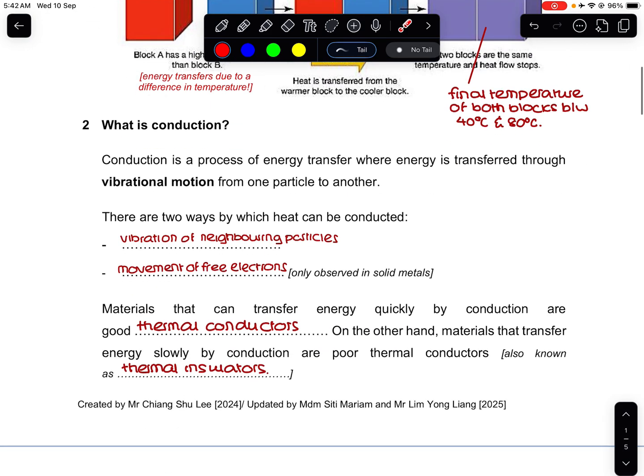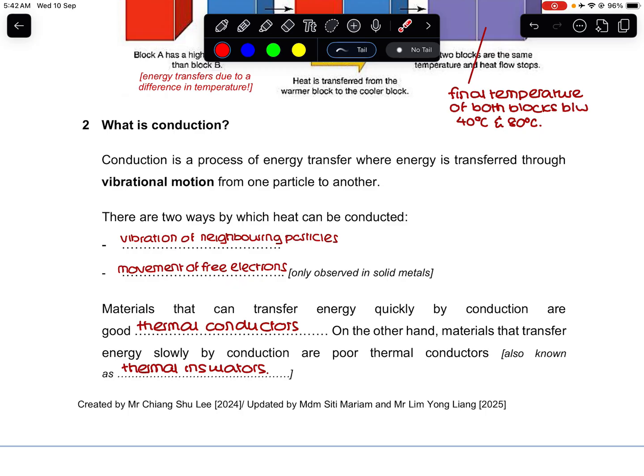Okay. Second recap will be basically on the idea of conduction. So conduction is a process of energy transfer where energy is transferred through vibrational motion, and there are two ways that we'll be looking at. So the first one will be the vibration of neighboring particles, basically from one end of a rod to the other end of the rod. The energy can be transferred from the hotter end to the cooler end, purely by vibration. So as the particles vibrate, and they knock into only their neighboring particles, they will basically pass on or transfer the energy in that manner. So this is how your thermal energy transfers from the hotter region to the cooler region.